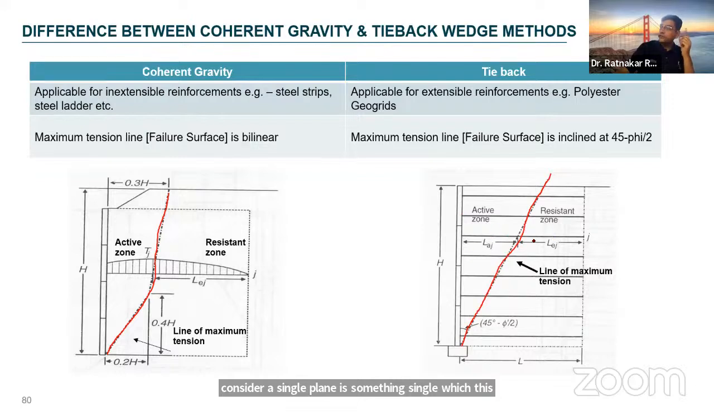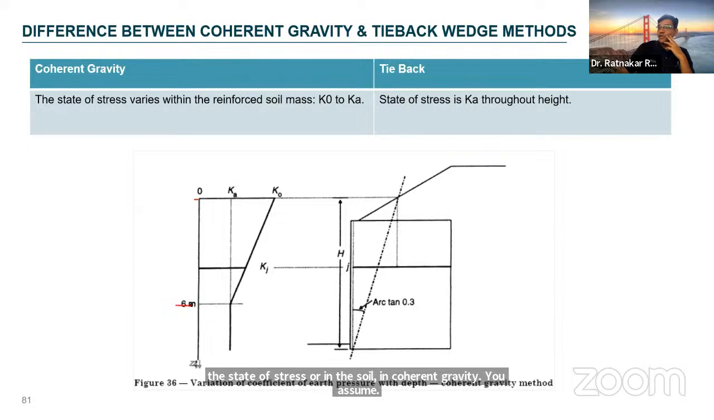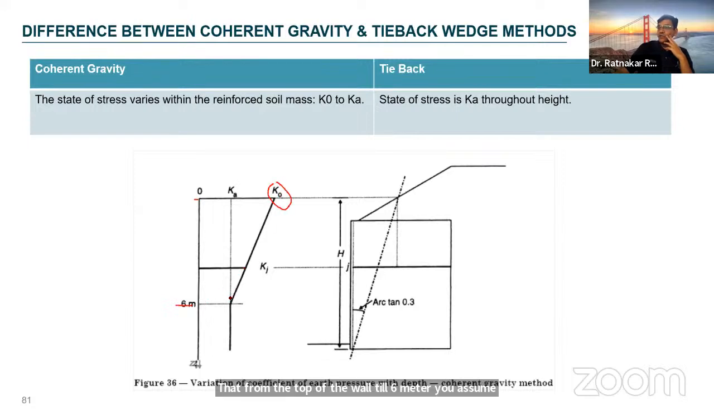And then accordingly, you design the length of the reinforcement. Of course, apart from that, there is a variation in the state of stress in the soil. In coherent gravity, you assume that from the top of the wall till 6 meters, the state of stress will be changing from at rest to active. Whereas in the tieback wedge method, which is used for polymeric reinforcement, you assume that the state of stress in the whole height of the wall would be the active state.